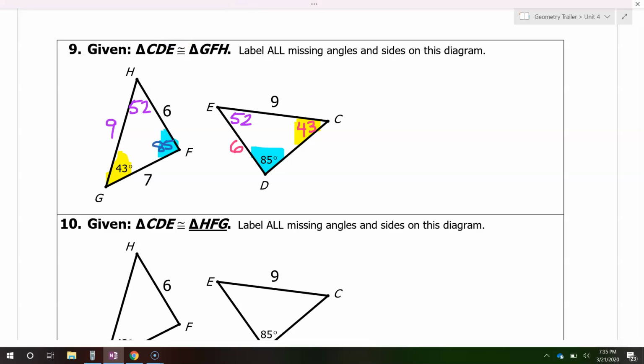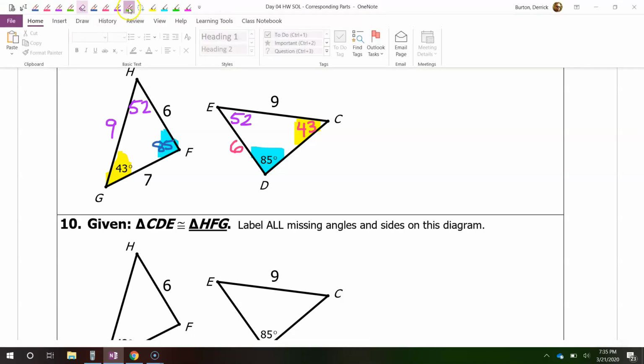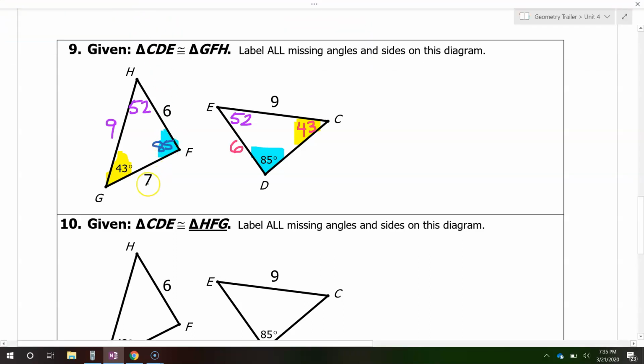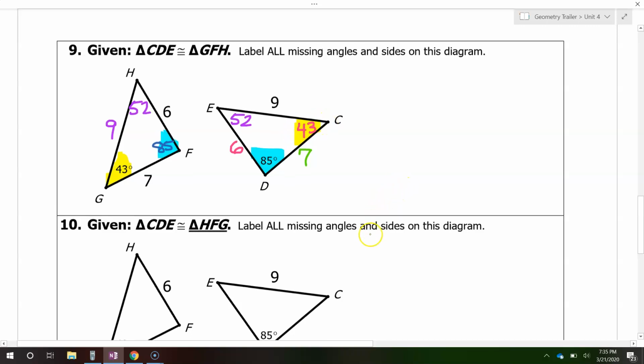What information have we not used yet? What about the 7? Well, the 7 must correspond to DC. This is the only side left. We've already used the 6 and the 9, so this must be 7. So we filled in all missing sides and all missing angles.